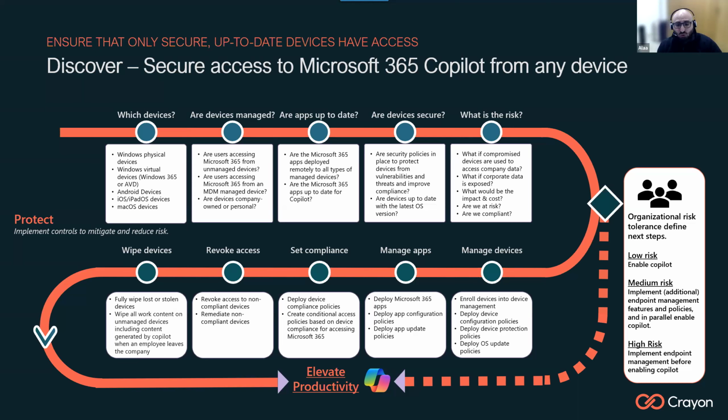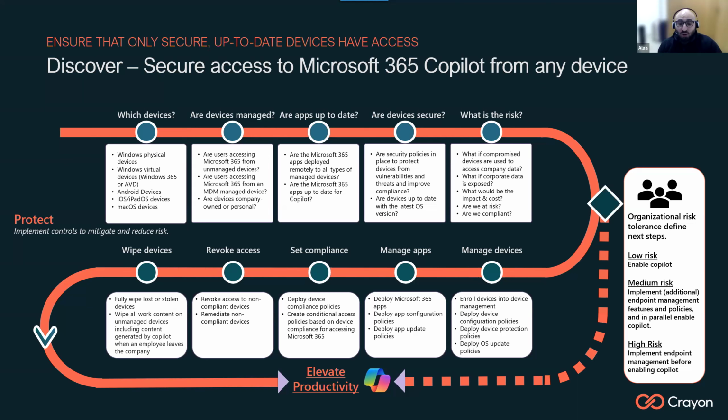Revoke access to non-compliant devices to prevent a potential security breach, and work with users to remediate non-compliant devices by bringing back compliance. So it will force you to speak to the user, make sure that his or her device is compliant and all the right compliance policies are applied, and then they can access the resources, including Copilot.